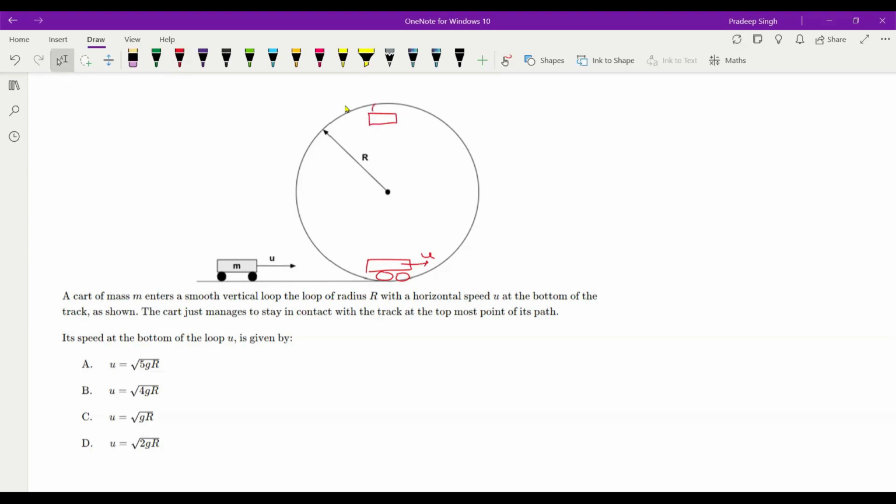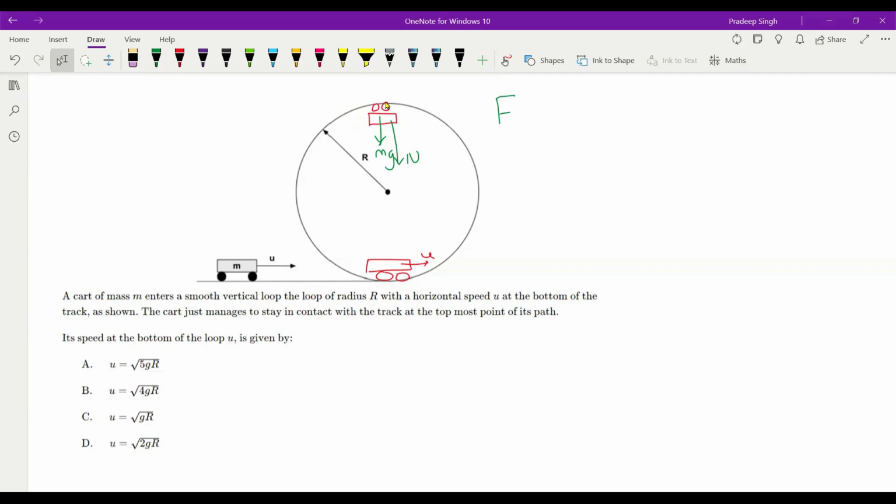So imagine the wheels are in contact with the track at the top. Now let's draw the free body diagram of this cart at the topmost point. So the weight mg acts downwards. And in this case, since the cart is trying to push away from the surface at the top, the normal reaction will be towards the center, downwards.